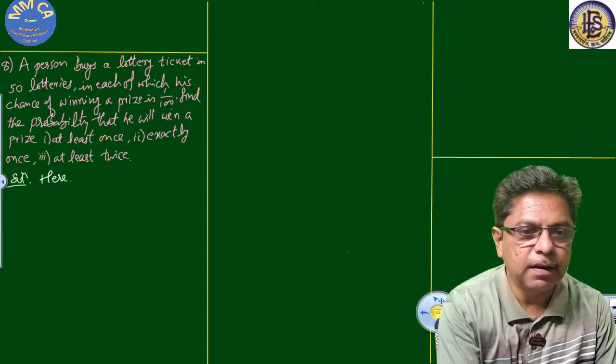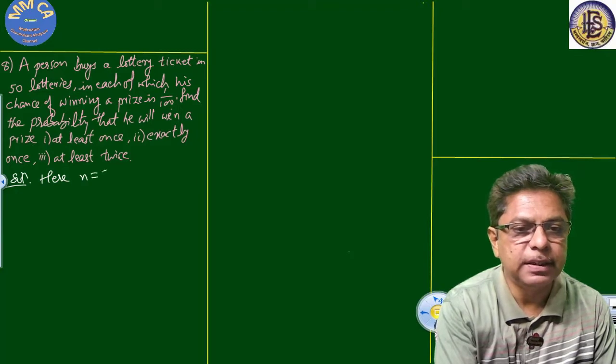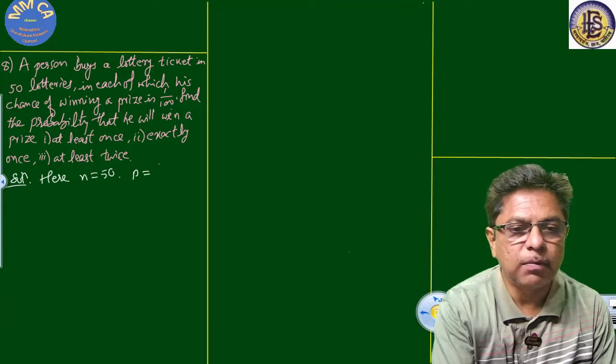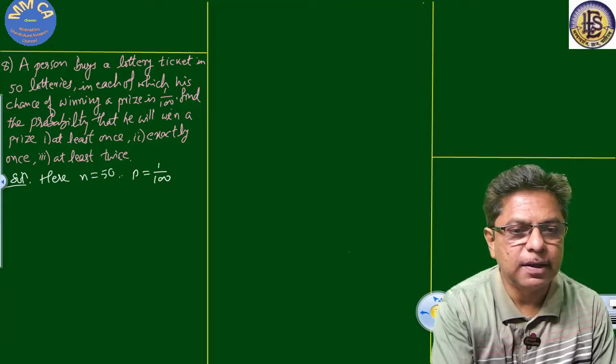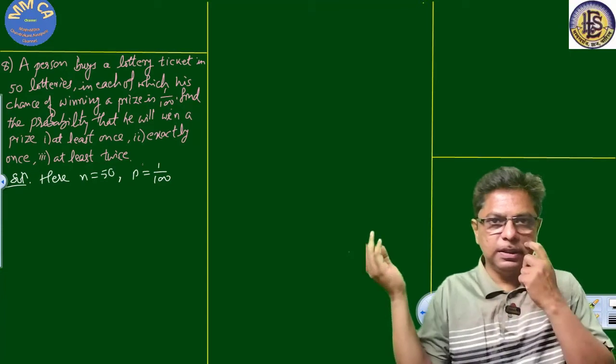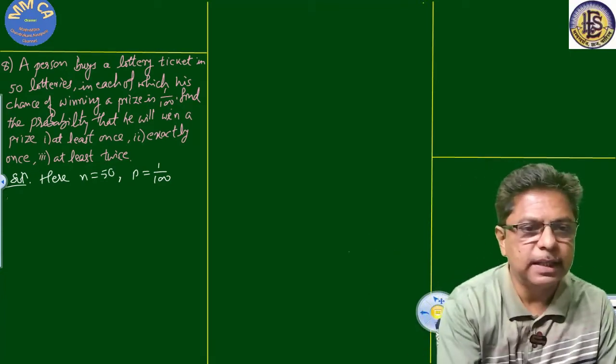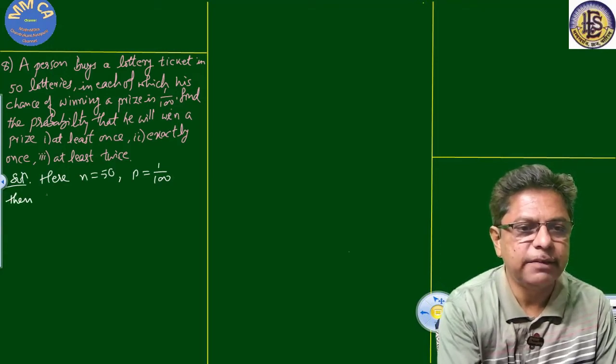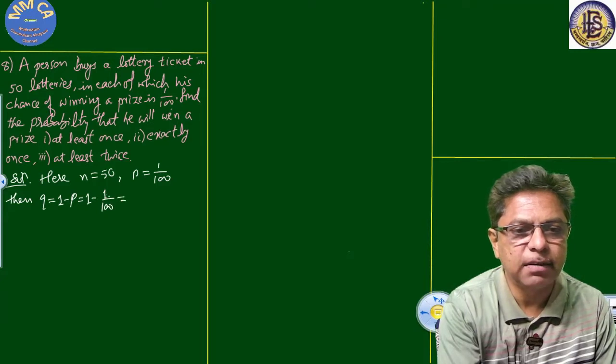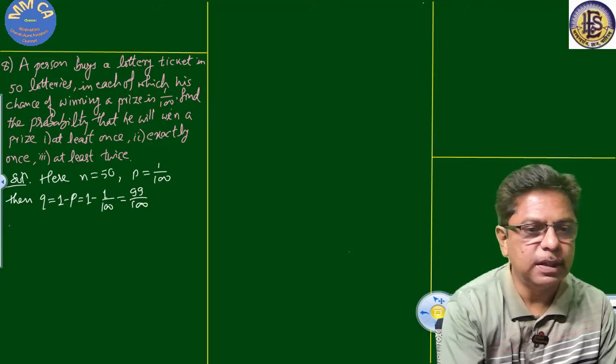Here, n is 50, p is 1 by 100. So after reading the question, you will get these values. You have to find 4 values. Now easily we can get the third: q is equal to 1 minus p. This is 1 minus 1 by 100. Cross multiply there. This is 100 minus 1, 99 divided by 100. This is the value of q we have.